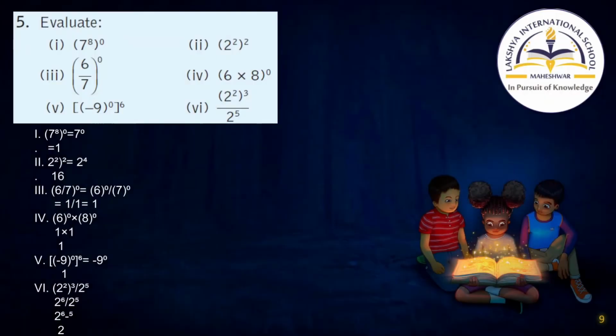Question number 5, evaluate (7 raised to the power 8) whole raised to the power 0. Now 7, 8 zeros are 0. So 7 to the power 0. Whenever a number has power 0, the answer will be 1 only.